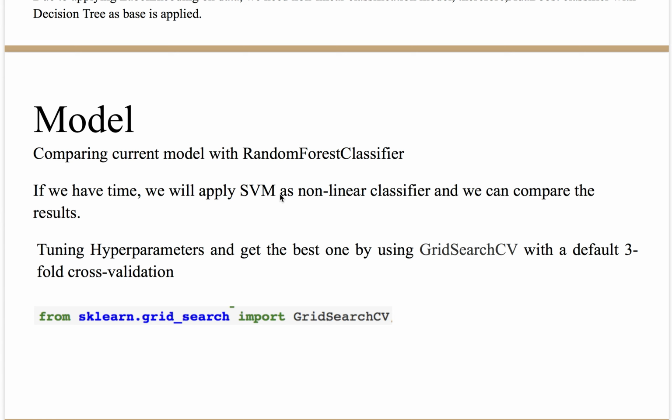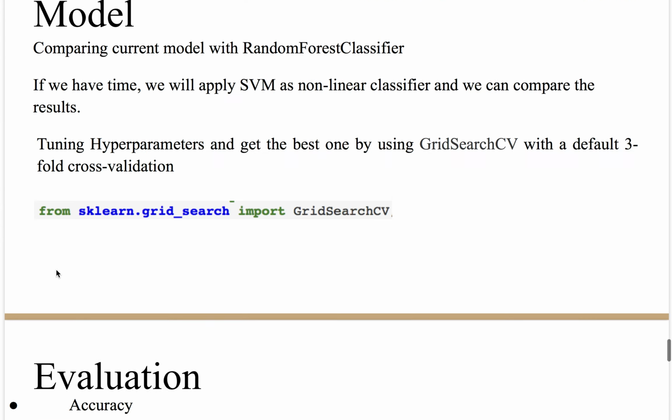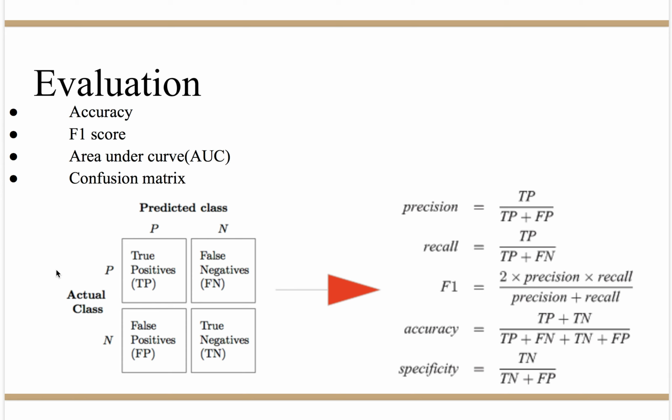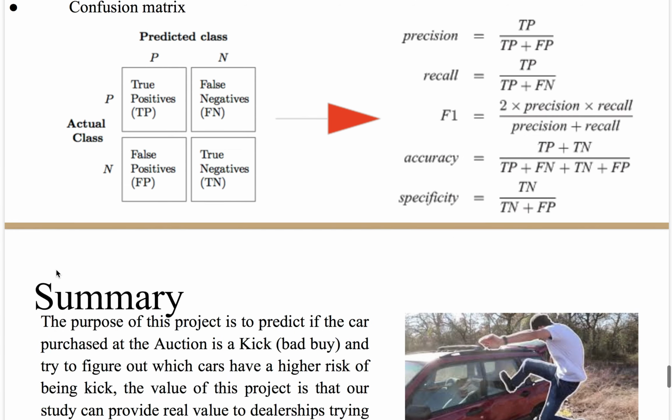Also, it's good to tune hyperparameters and use cross validation to give us better hyperparameters. For the evaluation, the confusion matrix is a great evaluation tool. Also the area under the curve, F1 score, and accuracy are all factors that tell us if our modeling is good, or if we need to do better modeling.